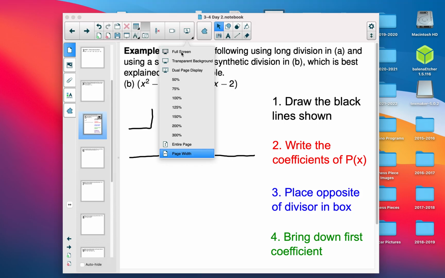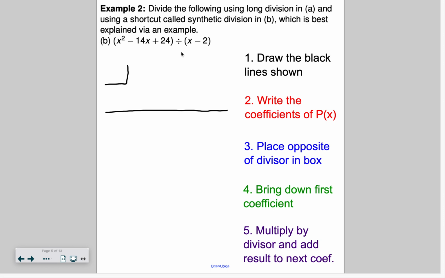Quick video here going over synthetic division. I know a lot of people missed class today, so let's jump right in and show you how this works. Normally with long division, this is example 2b right here. I'm not going to do the full set of notes just because I don't have time, but I'd like to have at least something for you guys.